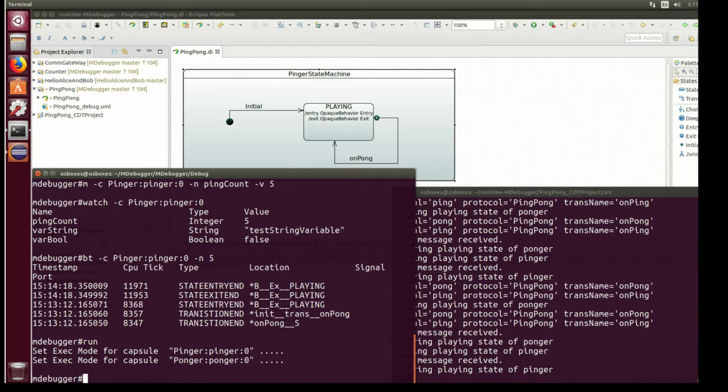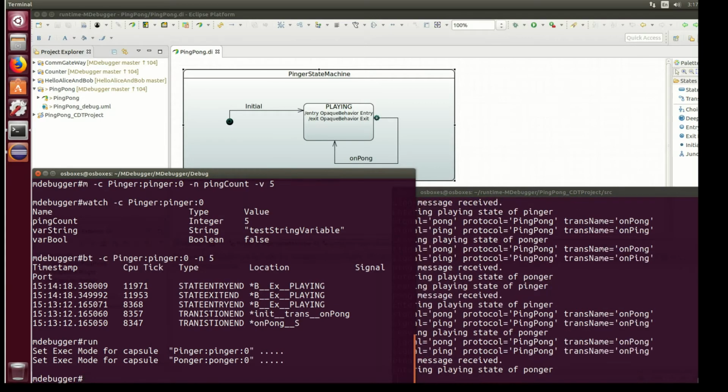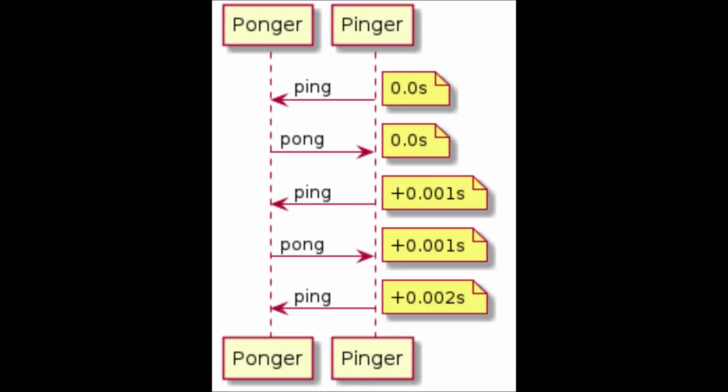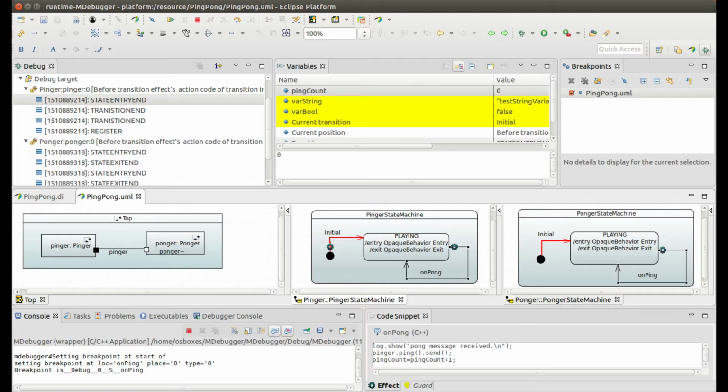A couple of other commands you may find useful are the sequence command, which displays a sequence diagram describing the most recent messages exchanged by the capsules, and the connect command, which provides an interface for external applications to issue commands to MDebugger. We also have a graphical user interface for MDebugger, which is Eclipse-based and integrated into Papyrus-RT. A full tutorial on using the GUI can be found in the MDebugger repository.